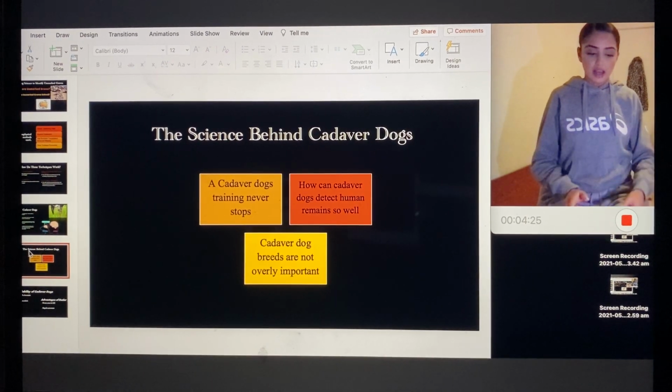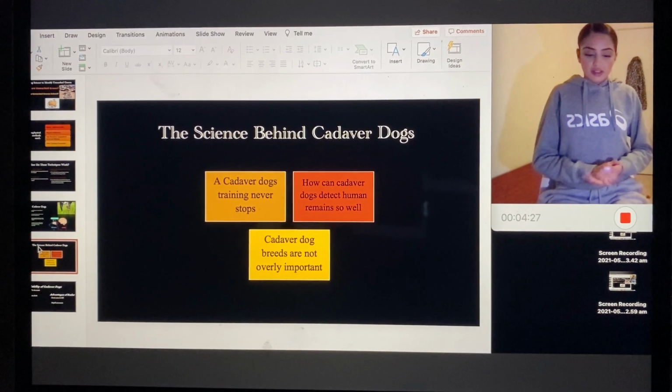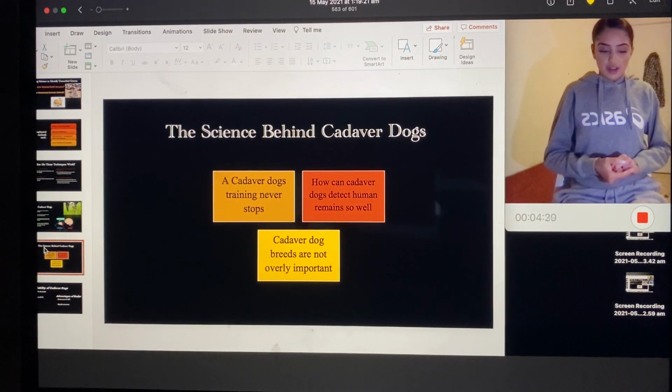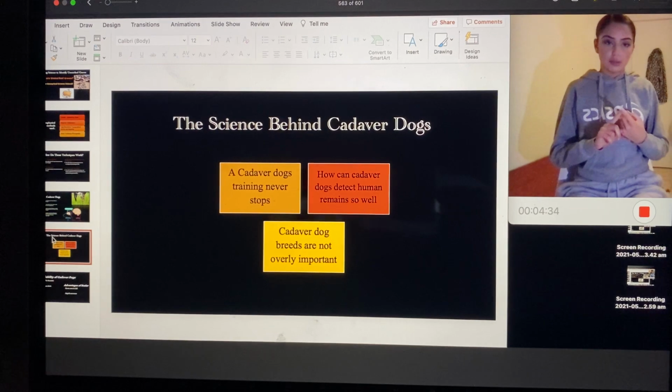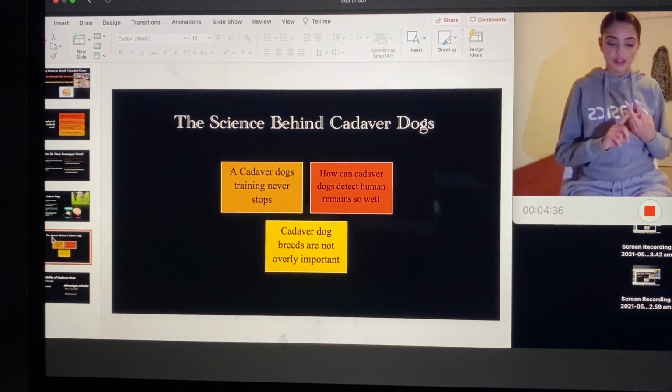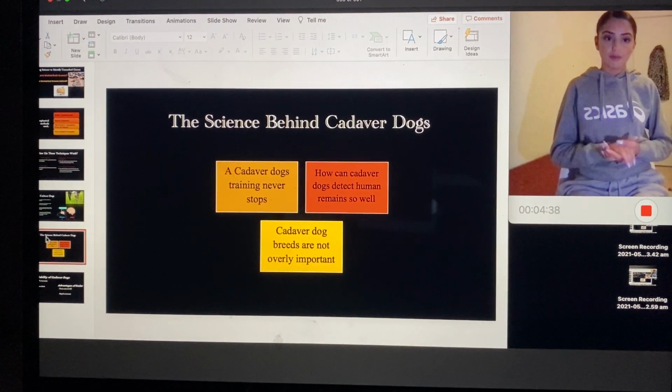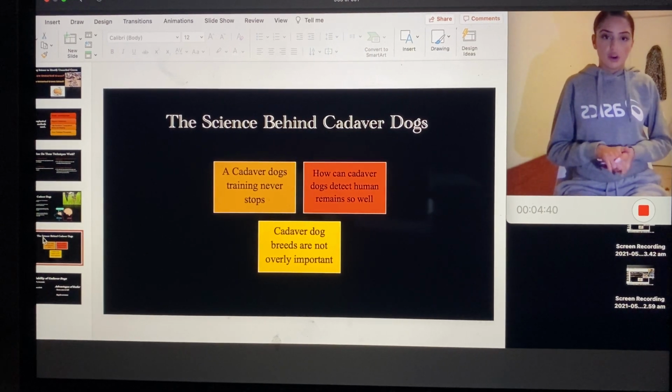In saying that, there are various breeds that are trained as human remains detector dogs. For instance, German Shepherds, Retrievers, and Border Collies. Cadaver dog breeds are not overly important.